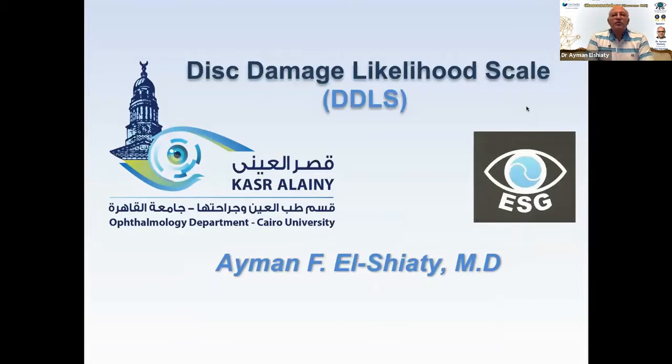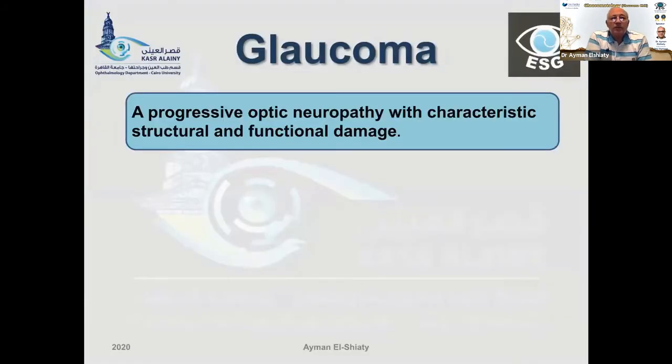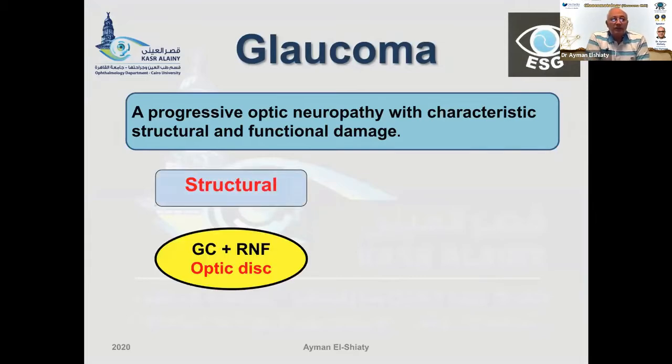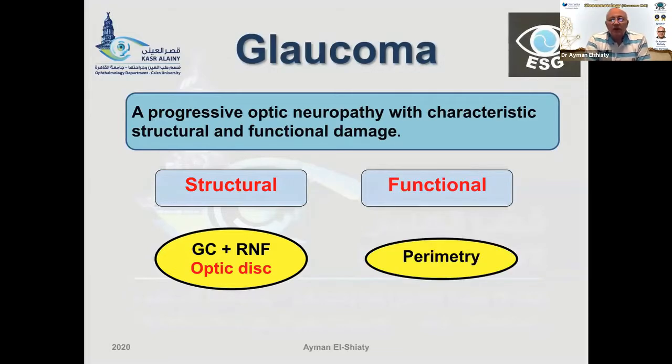Okay, so my talk is a continuation of what Dr. Ali has begun. It's about the disc damage likelihood scale. We agree that glaucoma is a progressive optic neuropathy with characteristic structural and functional damage. By structure, we mean the changes that occur in the ganglion cells and the retinal nerve fibers, and these can be assessed by examination of the optic disc. And by functional, this can be assessed by visual field testing.